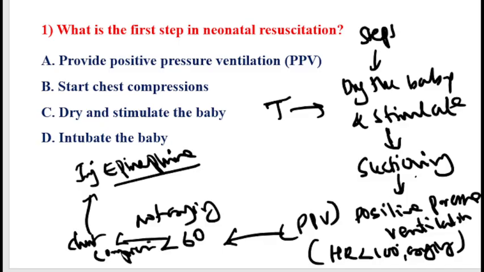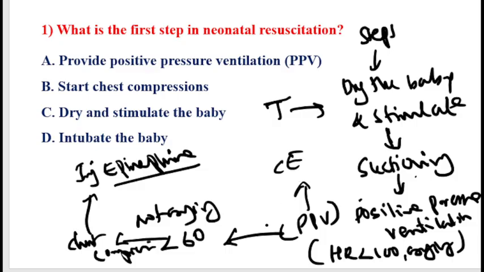How are we going to start positive pressure ventilation? We have to use an ambu bag and mask, with the C and E method. C method means we use the thumb and index finger to maintain the airway of the baby. In the next image I'll show you how to maintain C and E. And then we have to do the head tilt and chin lift, and then positive pressure ventilation has to be given.